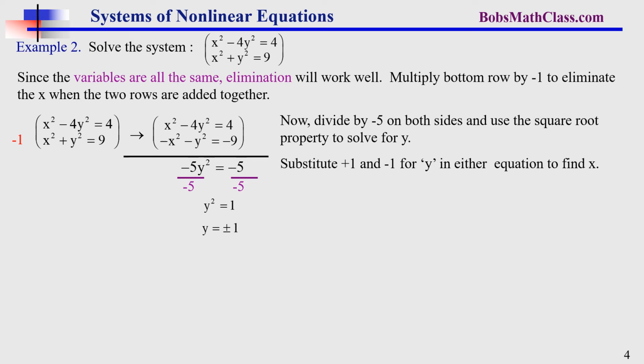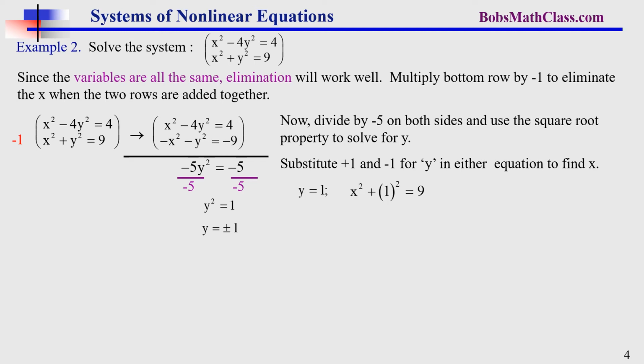So now we have to substitute 1 and negative 1 for y into either equation to find x. It will not matter which one you use here because all the exponents match, right? It's not like the last problem where the bottom row was only x plus y. So it won't matter which one you use here. In both of them, we're going to get two values of x.